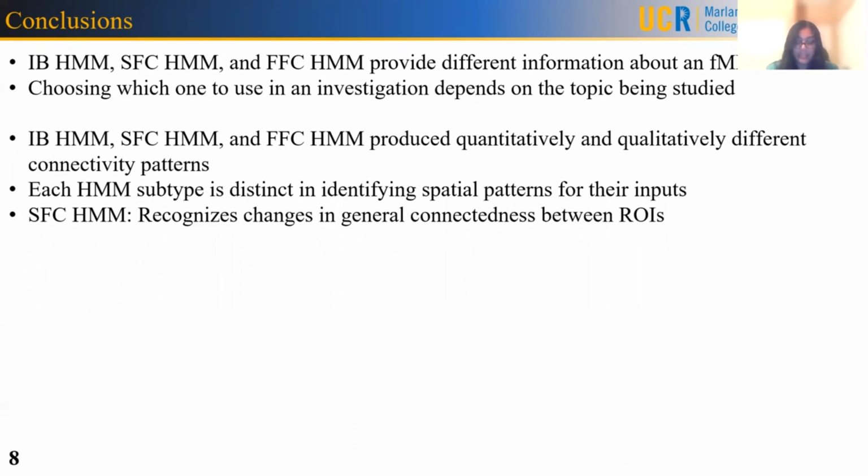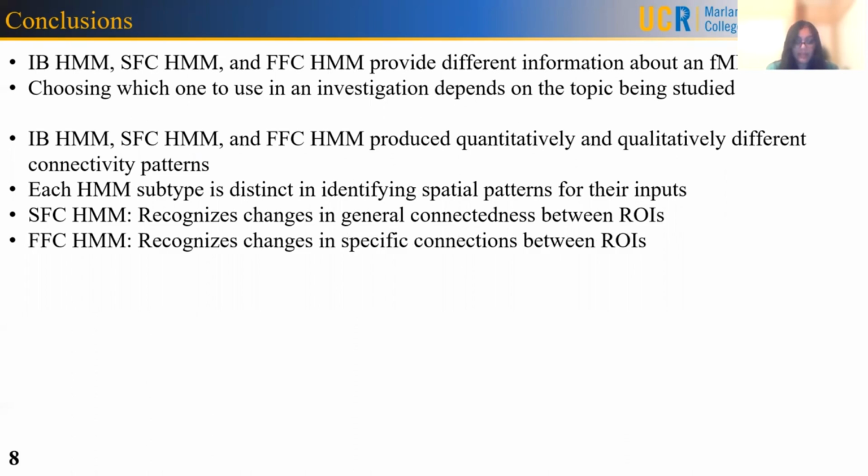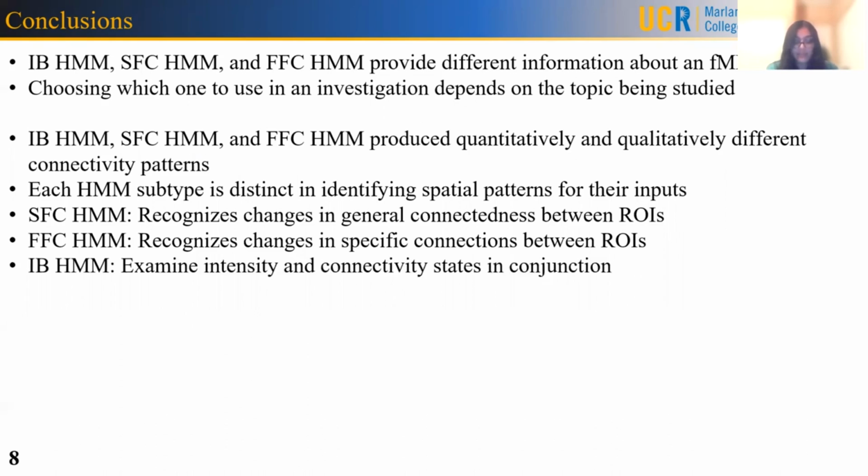SFC is better at recognizing changes in the general connection between a node and all other nodes since it was fit to a representative node-wise connectivity vector. FFC is better at recognizing changes in specific connections between ROIs, and IBHMM is best used if one wishes to examine intensity and connectivity states in conjunction, since it's the only model subtype that can link the two.